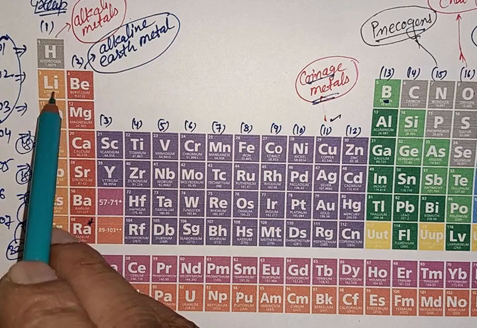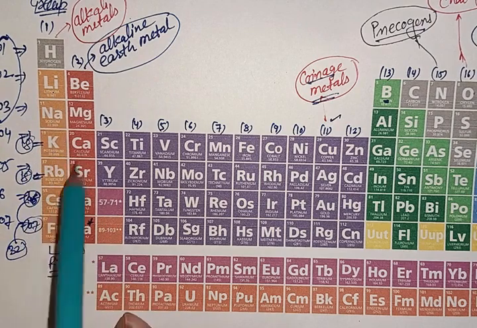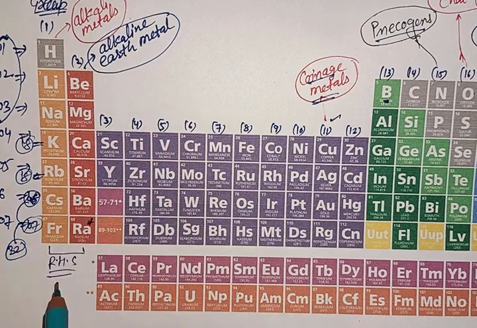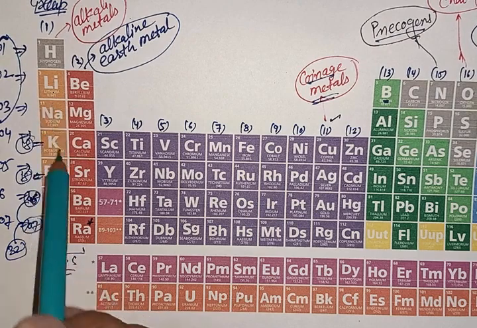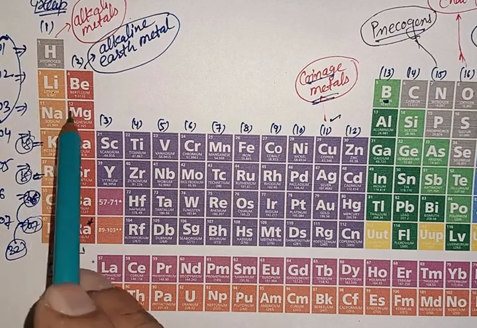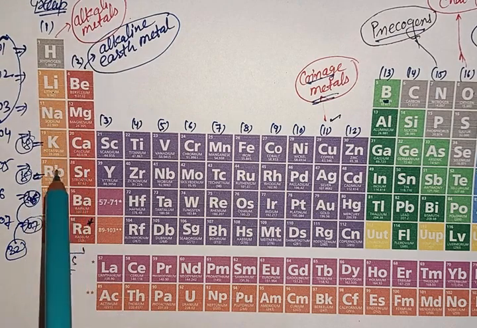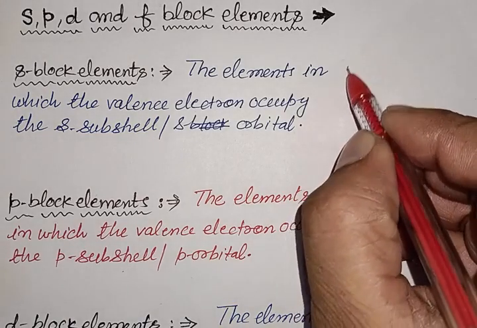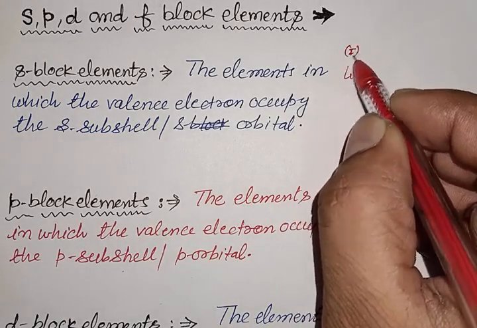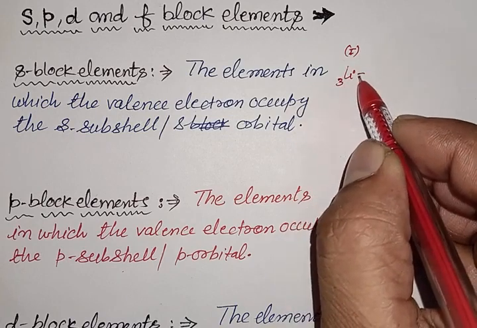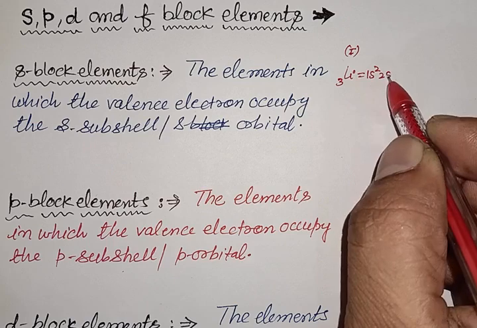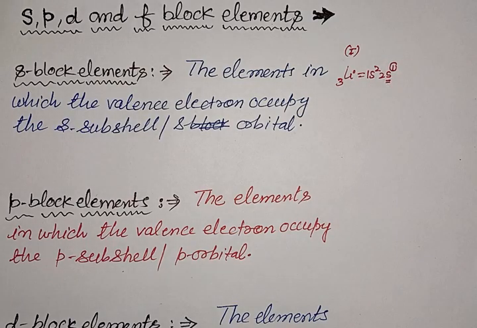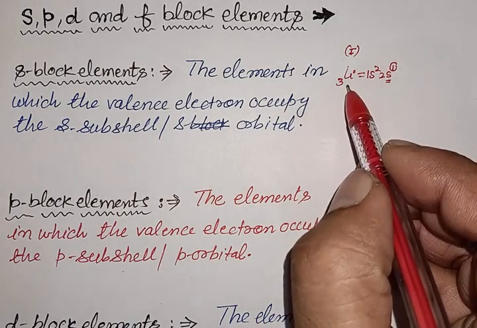S block elements like lithium, sodium, potassium, rubidium, cesium, beryllium, magnesium, calcium, strontium, barium, etc. Why are they called S block elements? Because in their electronic configuration, their valence electron occupies the S subshell, or I can say S orbital. For example, lithium, which belongs to group number 1, atomic number 3, has the electronic configuration 1s2 and 2s1. The valence electron occupies the S subshell or S orbital. That's why lithium is an S block element.